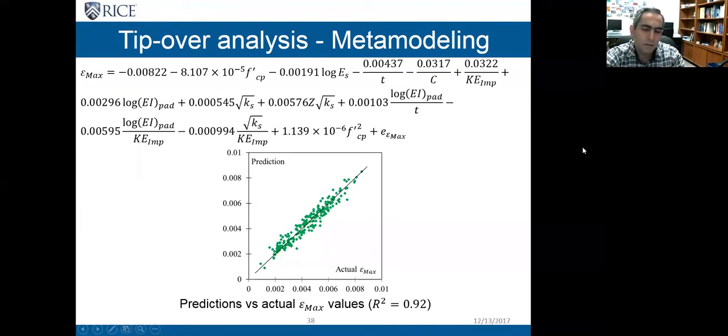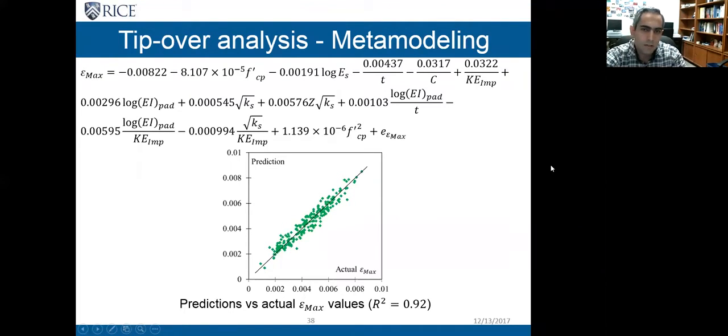In an impact scenario for the casks, one of the main concerns is that the cask maintains its integrity, and we do not want to see any release of radioactive material. For that, usually in the industry, the main concern is on the canister, and we don't want to see any fracture in the canister. To study that, we have developed a metamodel for the maximum strain in the canister, which I show here, and how the model performs.